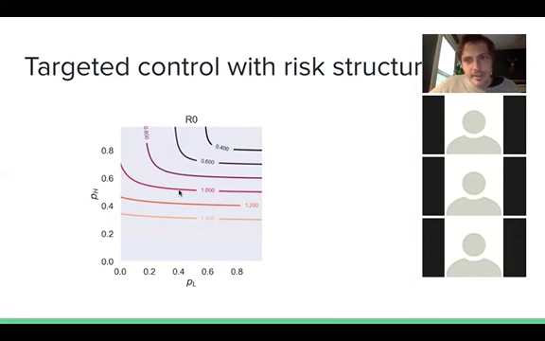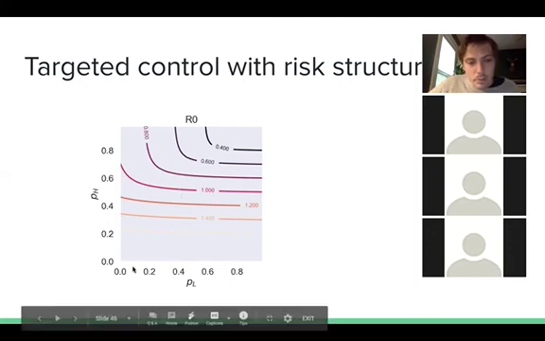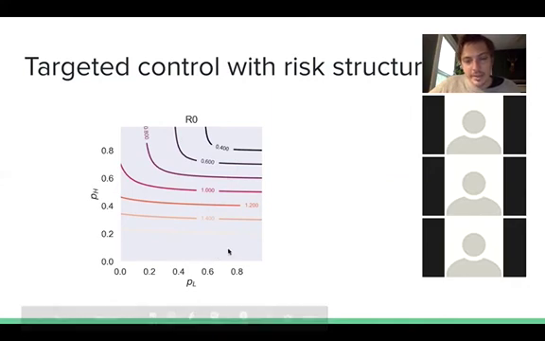And what's interesting here is that we can see that we could potentially vaccinate a very large fraction of the low risk population, but still have an R naught above 1.